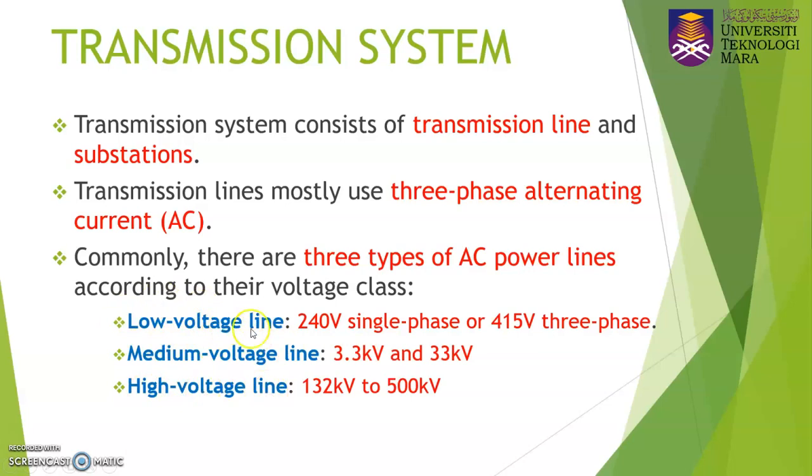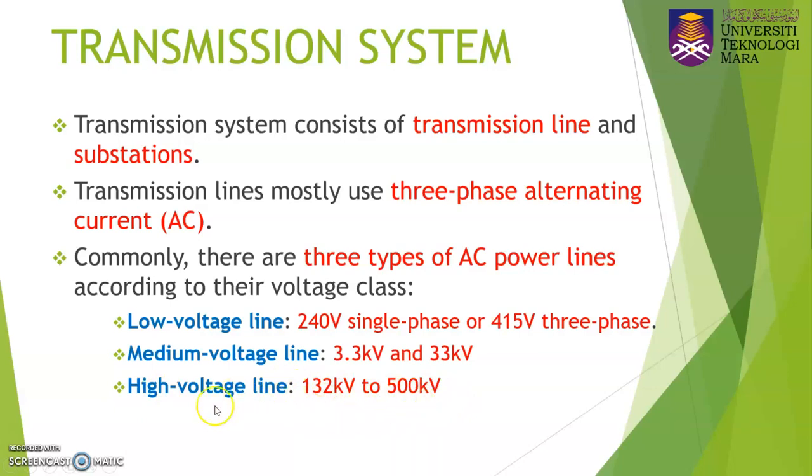For the low voltage line, the voltage will be around 240 volt single phase or 415 volt three phase. Basically, this low voltage line is used for residential use. Then we also have the medium voltage line, which is 3.3 kV and 33 kV. This is used at the distribution level, for the lines that go to industrial buildings. The third one is the high voltage line, which is 132 kV to 500 kV. This is mainly used at the transmission level.